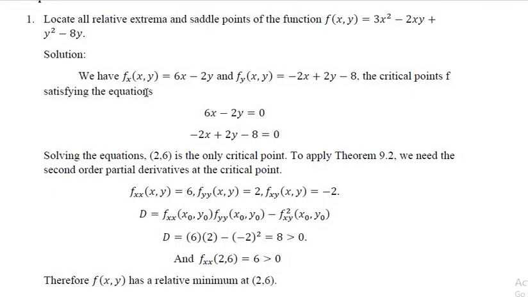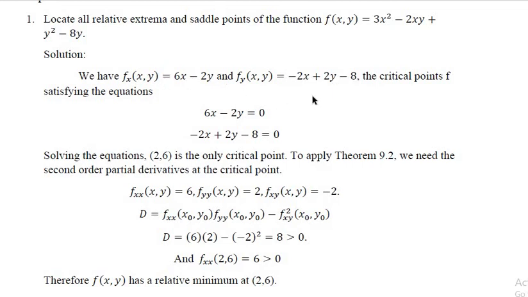Now we can see certain examples. Locate all relative extrema and saddle points of the function f of x, y equal to 3x squared minus 2xy plus y squared minus 8y. So for finding the solution, first of all find the first order partial derivatives. So fx at x, y equal to 6x minus 2y, fy at x, y equal to minus 2x plus 2y minus 8.